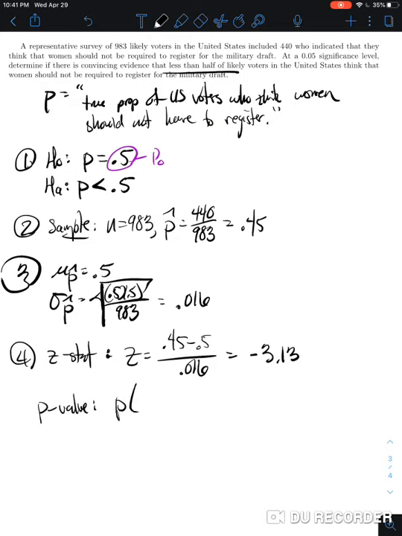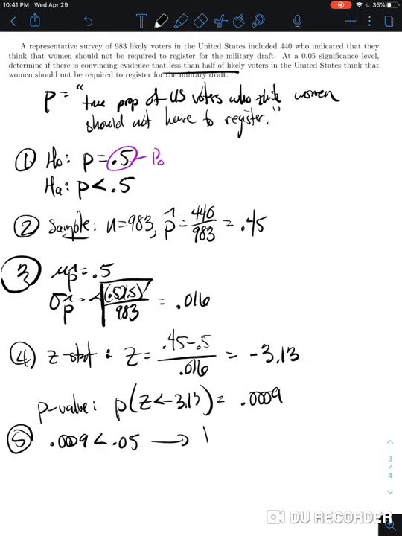So here the p-value would be the probability that z is less than negative 3.13. Looking negative 3.13 up in the table, we get 0.0009. That's a pretty small p-value. So our conclusion is, well, first I compare 0.0009 to 0.05. That's clearly less than, so we can reject the null.